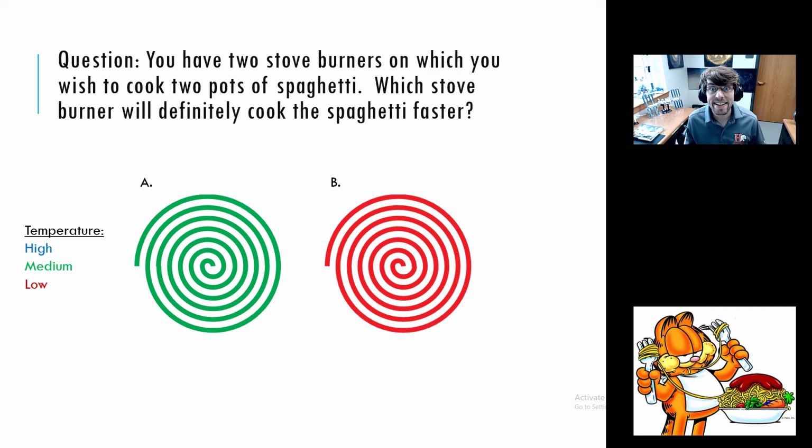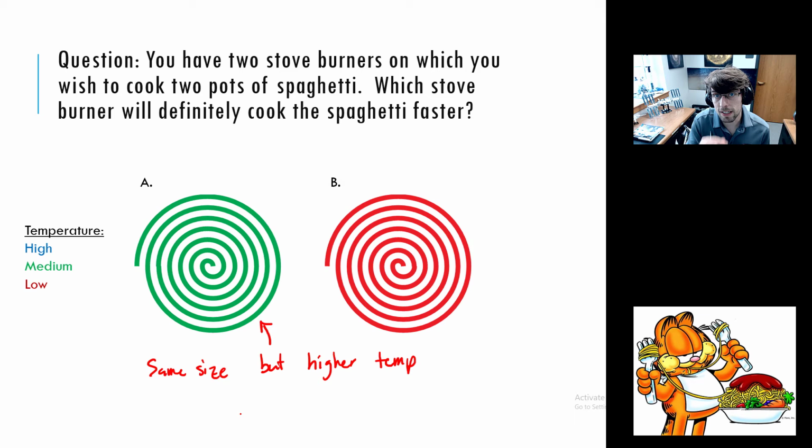Yeah, you got it? Good. Because the stove burners are the same size, the stove burner that is at a higher temperature should cook the spaghetti faster. Same size, but higher temperature, that means it should cook the spaghetti faster, or in other words, it gives off more energy. Good so far?